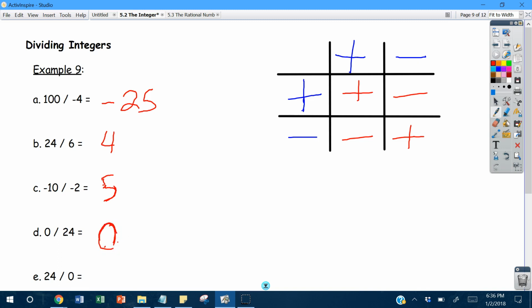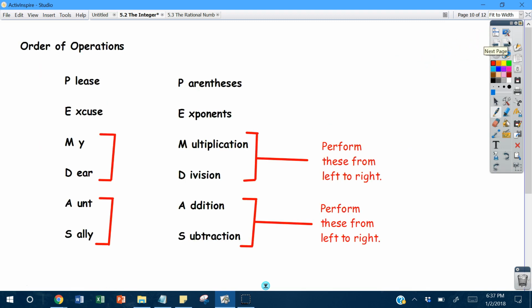And then E, we have the weird one. I don't know if you remember from math classes past, but you can't divide by 0. So we can do 0 divided by 24 and end up getting 0, but we can't do 24 divided by 0. We can't ever have 0 at the bottom of this division. So kind of how we would write this, it's not a number. We would say this is undefined. So there's no answer to that. It's not a defined number. It's not real. So now that we've done all this, we can talk about order of operations.